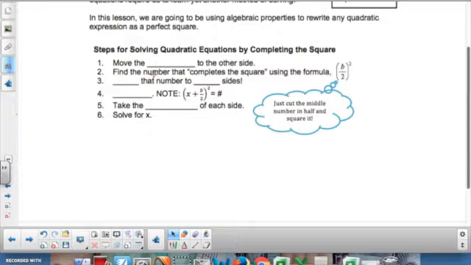So your steps for doing this are going to be to move the constant to the other side. Okay, I'm going to get these steps down first, and then I'll show you what I mean by that. So we're going to move the constant to the other side. Once we've done that, we're going to find a number that completes the square using this formula right here. Then we're going to add that number to both sides of your equation, because anything you do to one side, you got to do to the other. The next step is going to be to factor, and then we're going to take the square root of each side and solve for x. Okay, so let's go ahead and look at some examples about how to do that.